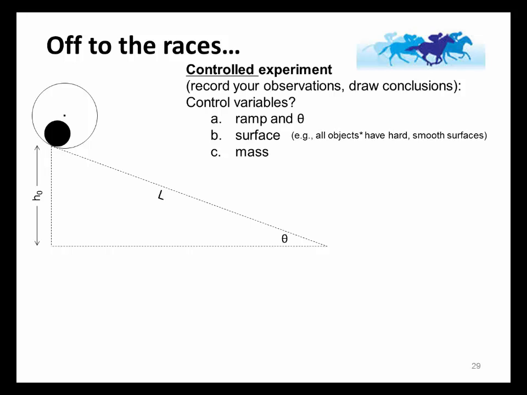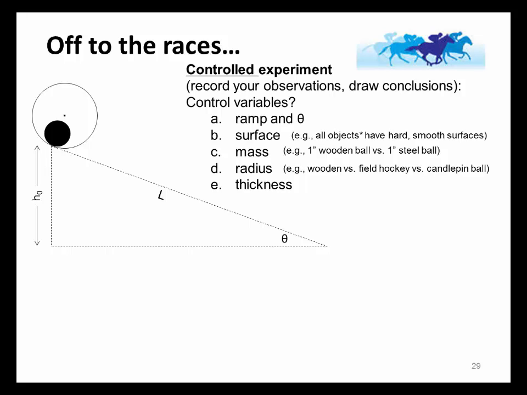For mass, for example, what we did is we picked the 1-inch wooden ball versus the 1-inch steel ball. So they were the same type of objects, solid balls, and the only thing that varied was the mass of the objects. And then we ran experiments where the radius changed. For example, we took all 3 solid balls that were small, medium, and large sizes and saw what happened. And then we took a look at the thickness of the objects. For example, if I have a narrow slice of PVC versus a wide slice of PVC, does that affect how fast something rolls?